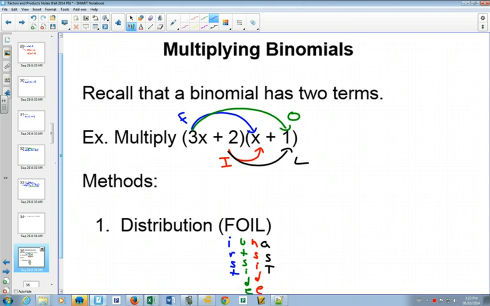So if I were to multiply the first ones together, 3x times x gives me 3x squared. When I multiply the outside ones, I'll have a 3x times a positive 1, which is 3x. When I multiply the inside ones, plus 2x. And finally, when I multiply the last ones, plus 2 times plus 1 is plus 2.